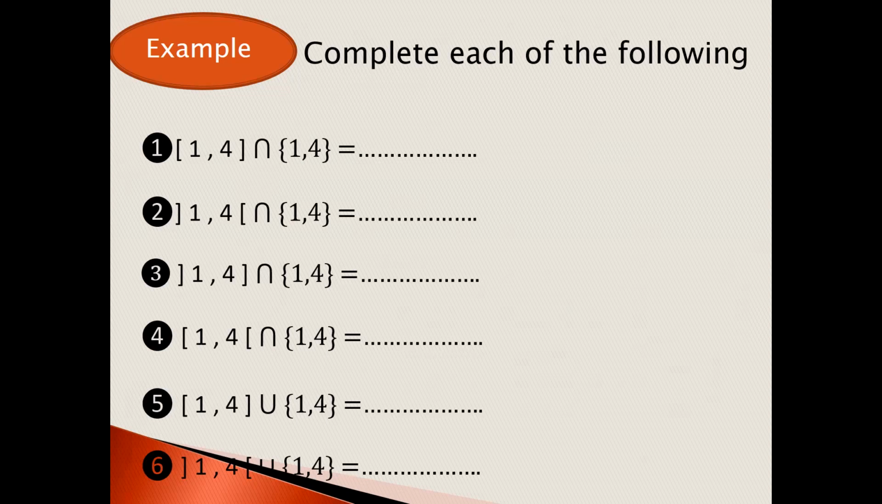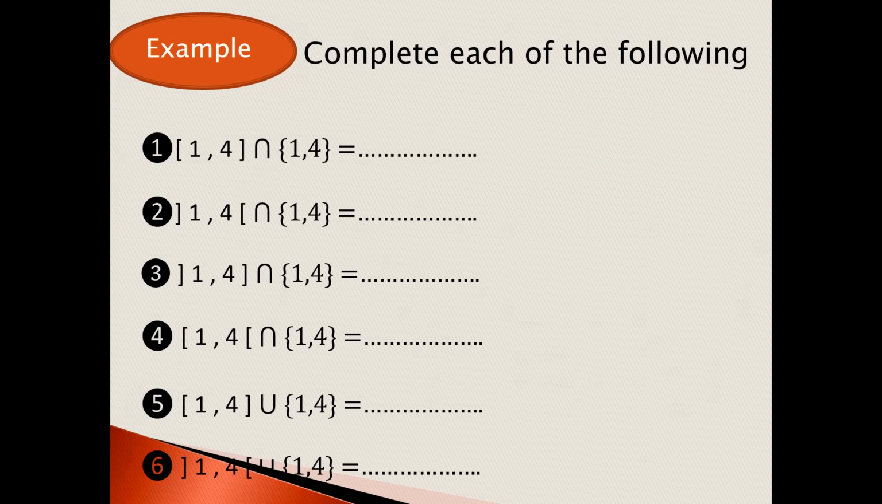Number 2. Number 2 here, (1,4), 1 open and 4 open. So here, 1 is not included, 4 is not included, but the numbers between 1 and 4 are included. Okay, here is the set {1,4}, meaning number 1 and number 4. Number 1 and number 4 are not included in the first interval, so they have nothing in common. It will be the empty set.